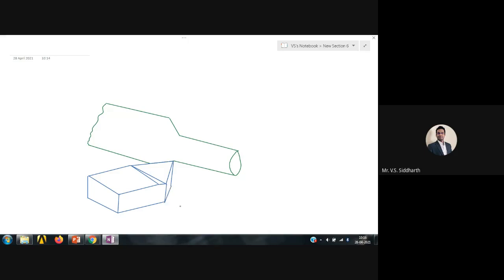This is basically a simple workpiece and tool arrangement. We did the analysis of this kind of diagram many times in the previous few classes. This is the atmospheric surface, and this is the machined surface. This is our tool.